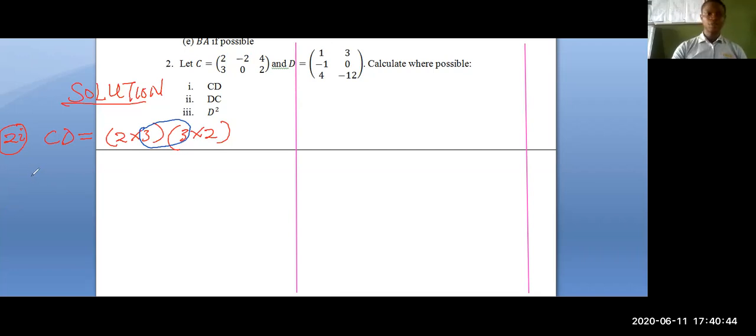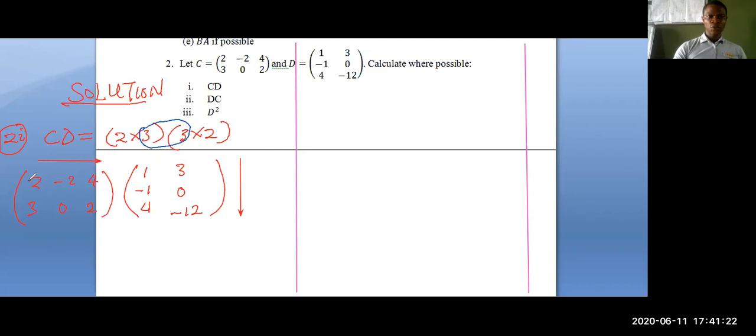So I'll write matrix C first. Matrix C is 2, 3, minus 2, 0, 4, and 2, multiplied by matrix D, which is 1, minus 1, 4, 3, 0, minus 12. All right, so following the pattern again, each row is multiplied by each column, okay? And every answer is contained in the bracket. When a row multiplies a column, you should have an answer inside the bracket.